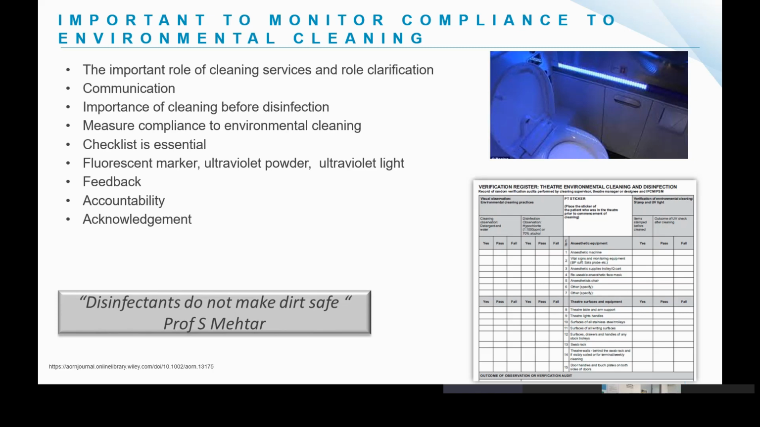Then we need to measure compliance to environmental cleaning. It's very helpful to have a checklist that you use to make sure that you covered all the areas. And a fluorescent marker, ultraviolet powder and ultraviolet light is very helpful to see which areas you possibly missed. Then feedback. We need to provide feedback after we've cleaned. There must be some kind of accountability. If I didn't do my job, there must be consequences. And then the most important, I think, is acknowledgement. If somebody did something good, we have to acknowledge that they did a good job.